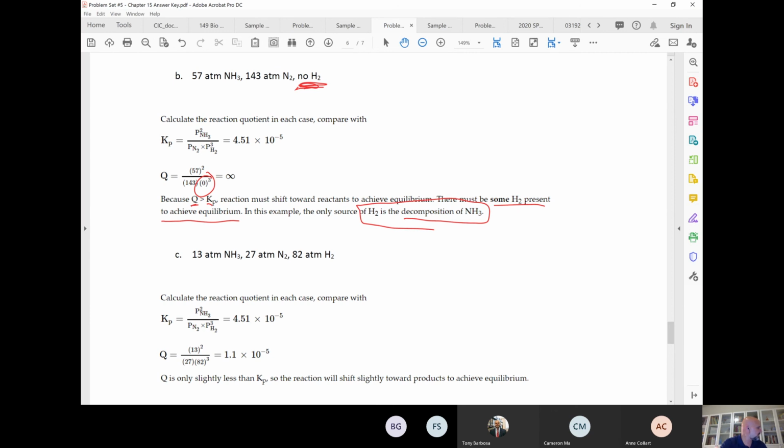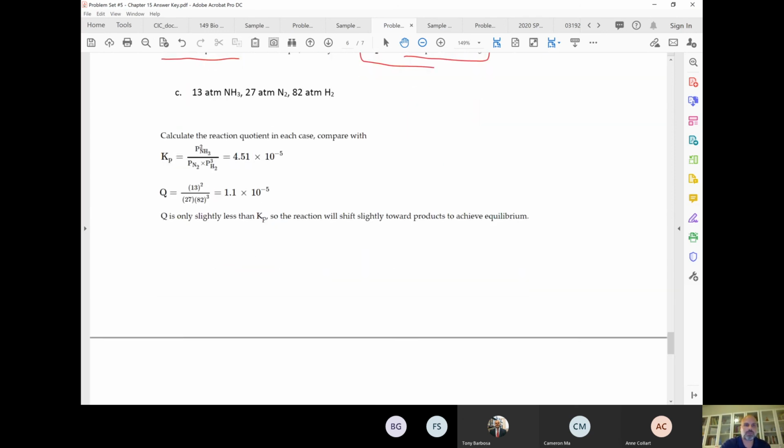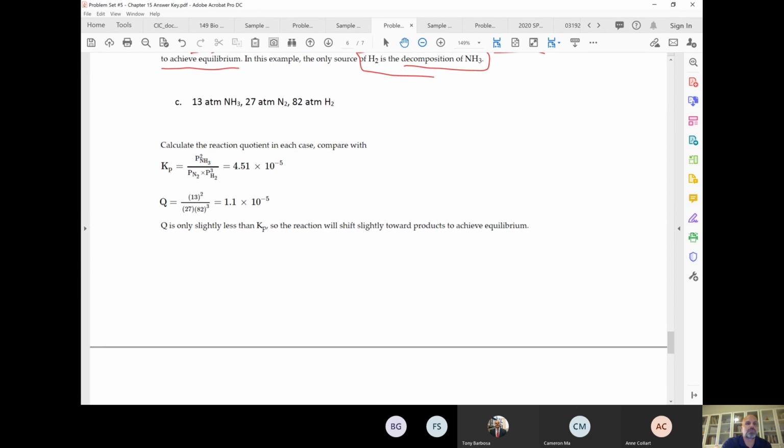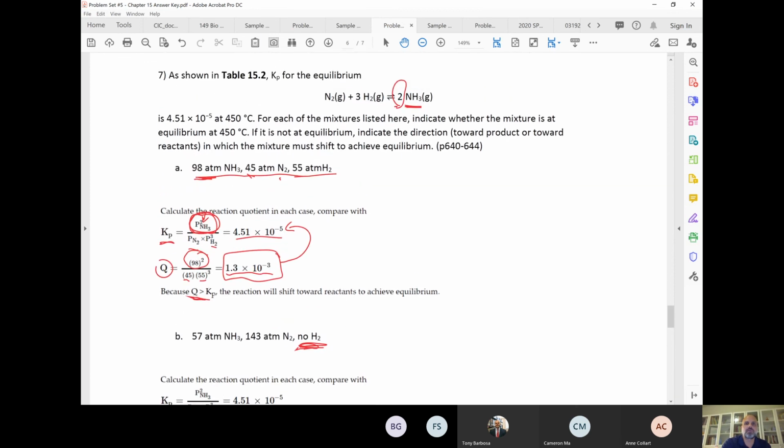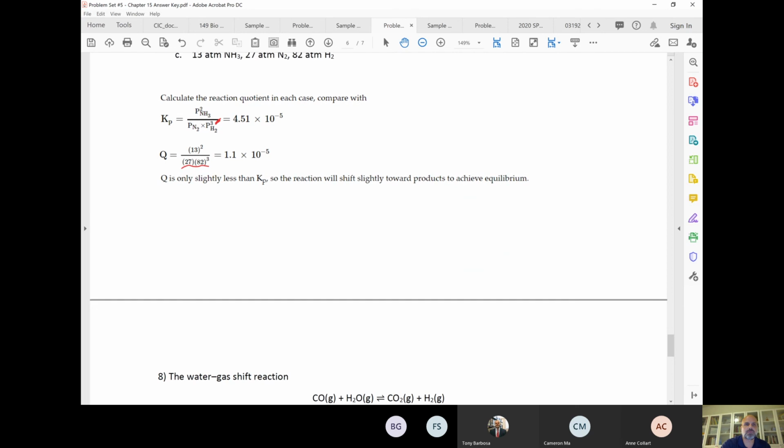And then let's see what else. And then the next one. So we have 13 atmospheres of ammonia, 27 of nitrogen, and 82 of hydrogen. So we plug those all in here, and I didn't mention it before, but this is cubed, right? That's cubed because we have 3 hydrogen atoms up here. So we need to make sure that we recognize that the hydrogen is cubed. Let me go back up.